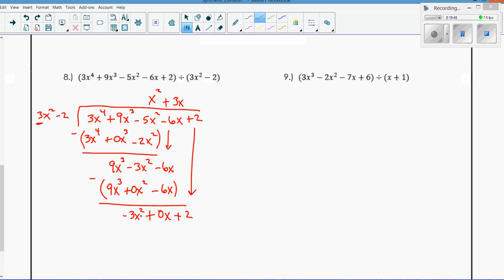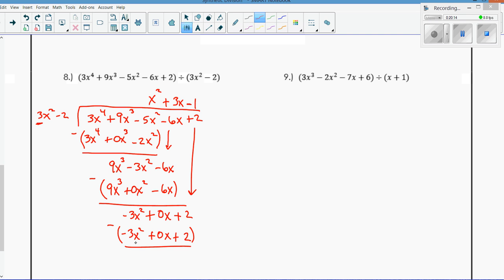Again, yesterday, if that was a 3, I just went up and put a 3. In this case, though, I don't need a 3. I need a negative 1. Negative 1 times 3x squared is what gives me negative 3x squared. And then negative 1 times negative 2 is what gives me 2, which gives me a 0x here. That's a positive 2. I want to subtract all of these.